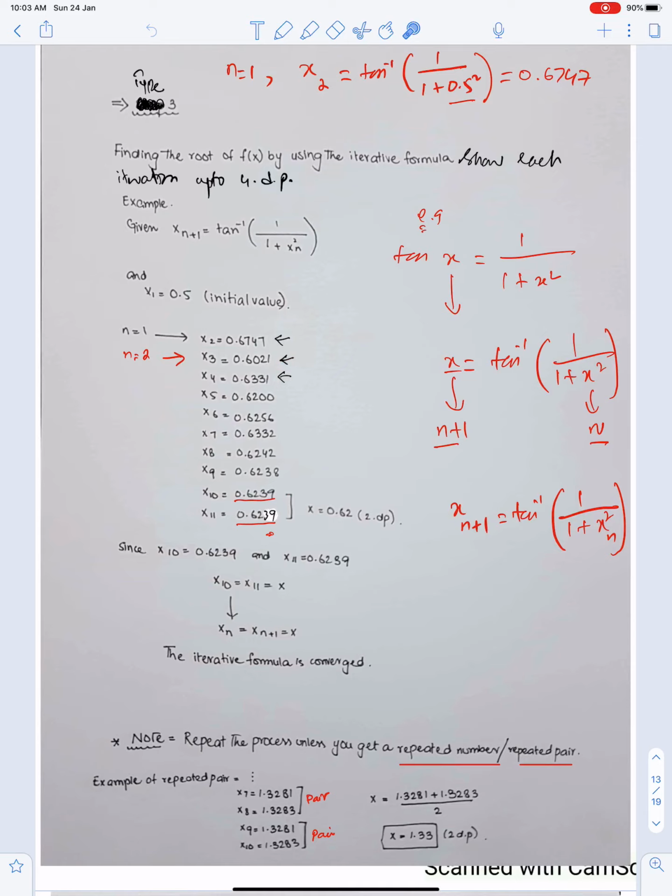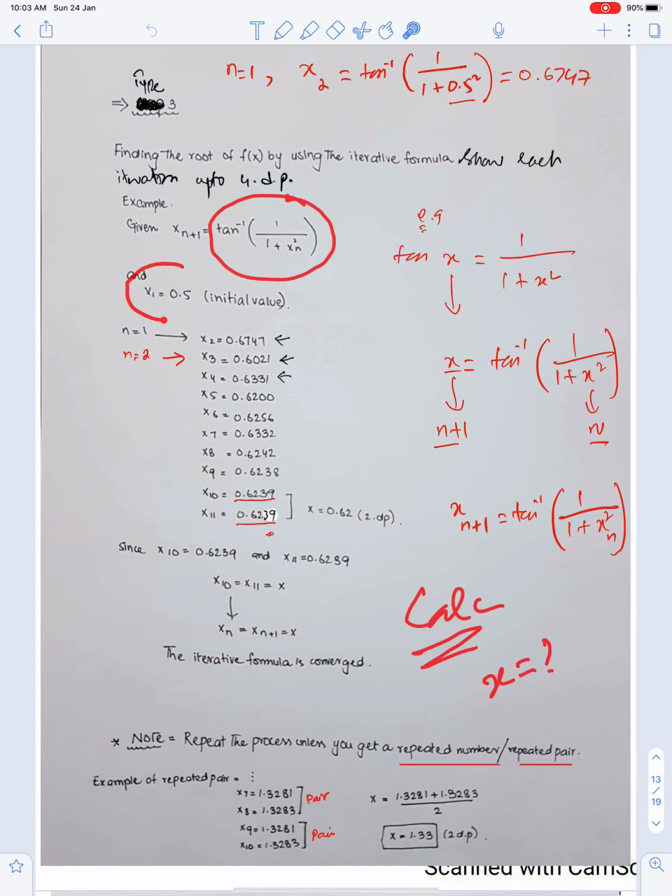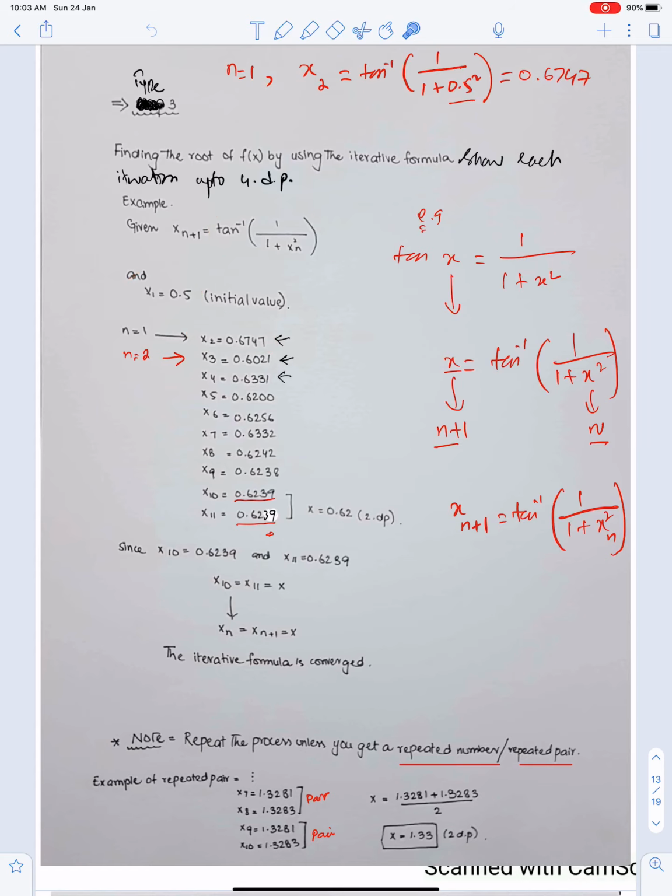The method is very simple. First, substitute this equation in your calculator carefully, and then press the calculation button. Then the calculator will ask you the value of x. Then put 0.5 in your calculator and press equal. The calculator will give you this number. In the same way, put this number in your calculator, press the calculation button, put this number, and then press equal. The calculator will give you this number. And in the same way, you can get all the numbers.